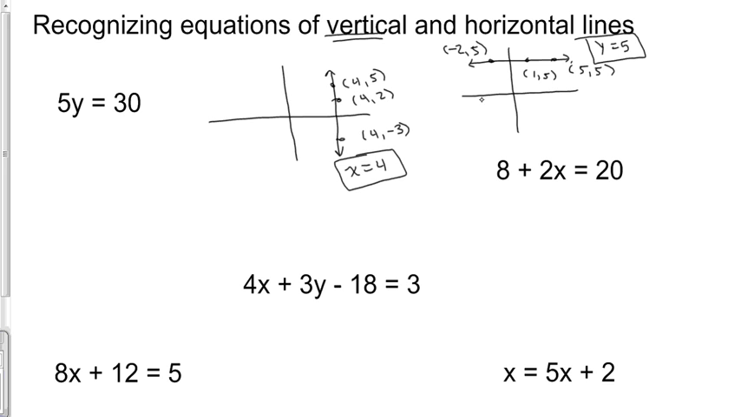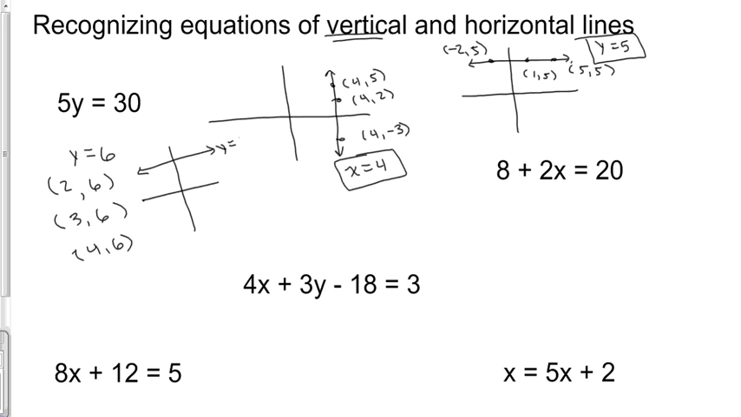Only when there's an x and a y both in the equation do you get a slanted line. So when I look at an equation and I see only one variable, I know right away I've got one of these two lines. I'm going to get this to say y equals. Dividing both sides by 5, I get y equals 6. So every point on this line has to have a y value of 6. (2, 6), (3, 6), (4, 6). Every point on the line has a y value of 6. If I plot those points, I'm going to end up with something that looks like this. y equals 6 is a horizontal line.